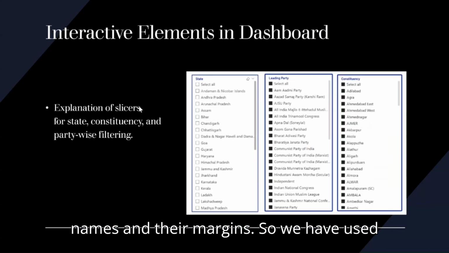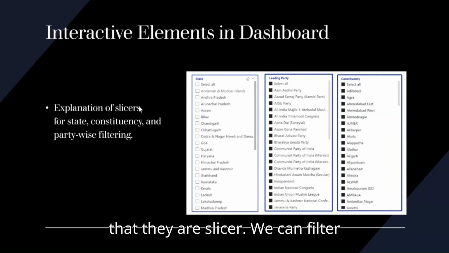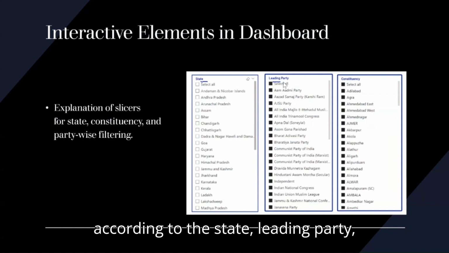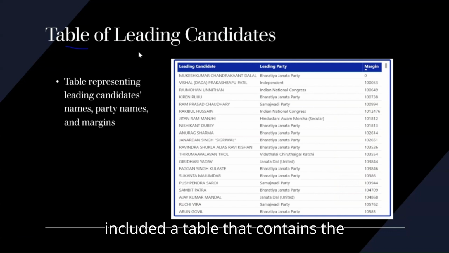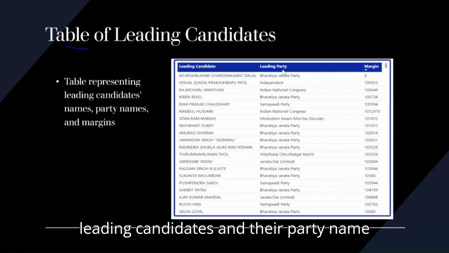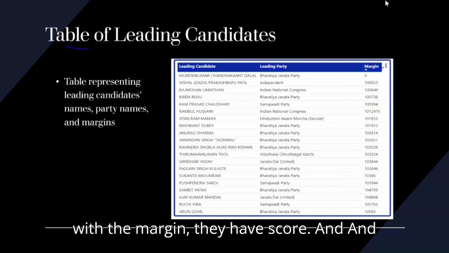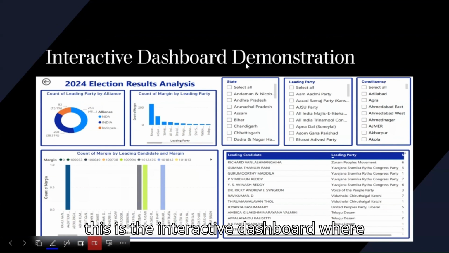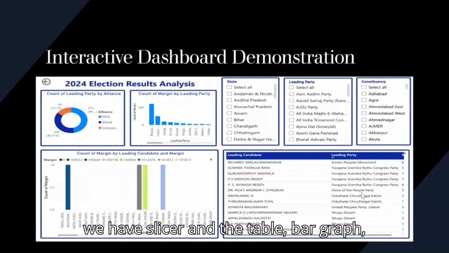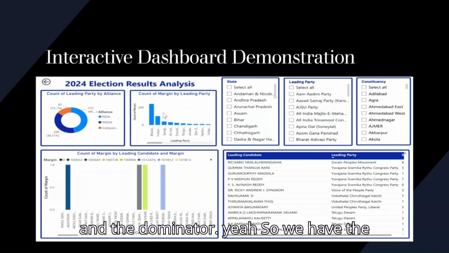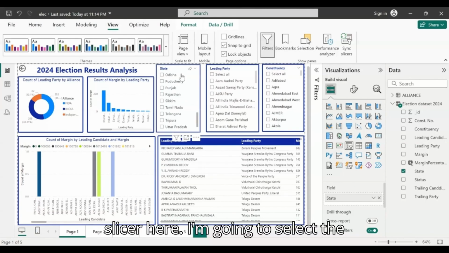We have used interactive elements in our dashboard. They are slicers. We can filter according to the state, leading party, and constituency. We have also included a table that contains the leading candidates and their party name with the margin they have scored. And this is the interactive dashboard where we have slicers, a table, a bar graph, and the donut chart.